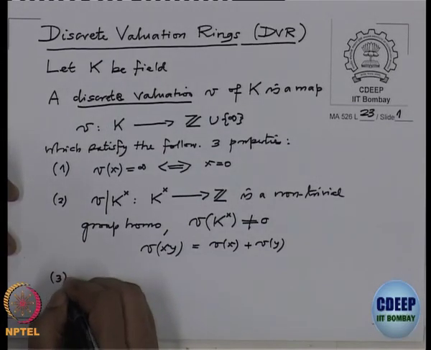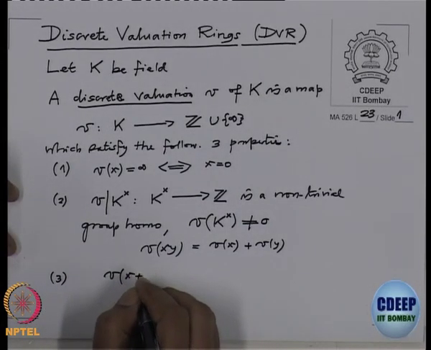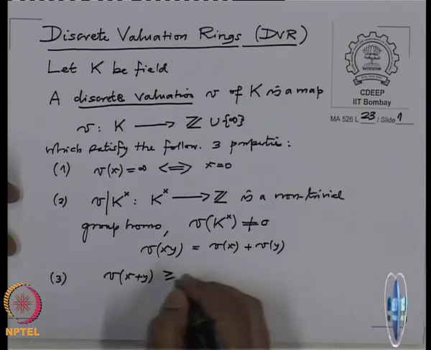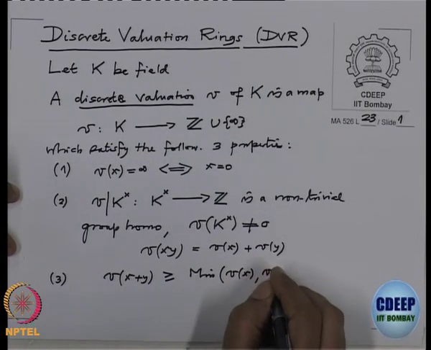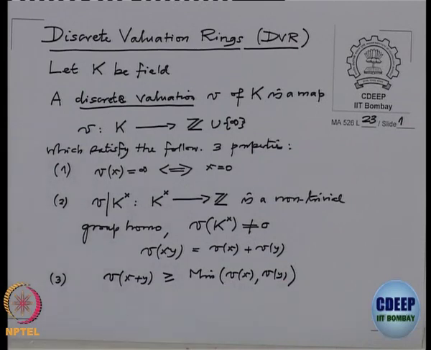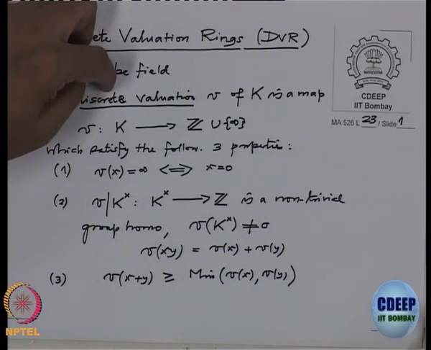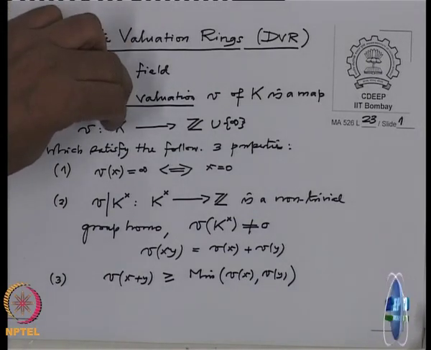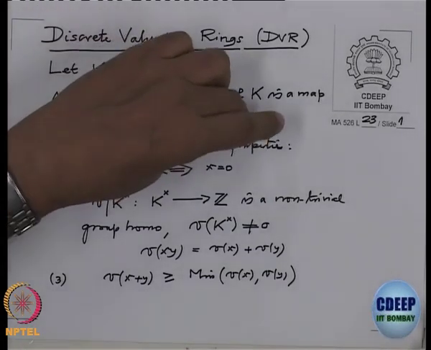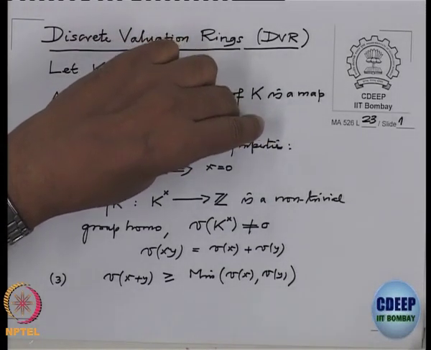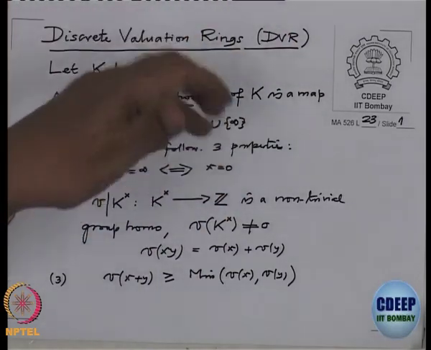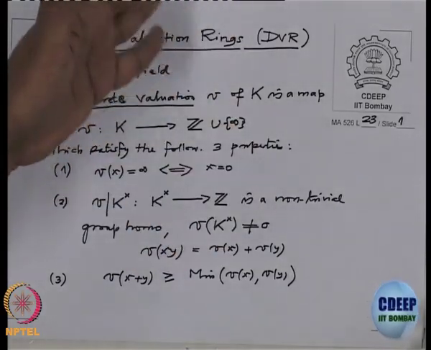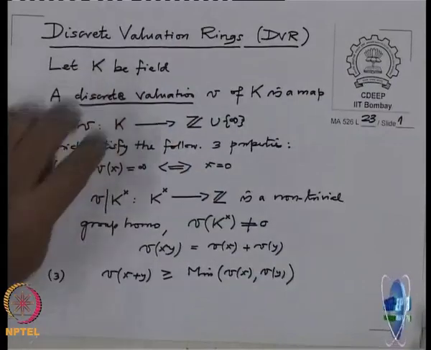And the third one, V of x plus y is bigger or equal to the minimum of Vx and Vy. Such a thing is called a discrete valuation. Just a couple of words about discrete. Normally one studies general valuations, but then this side Z union infinity will be a different group, for example real numbers or even a bigger group. So, those are not discrete groups. Because of that this is called a discrete valuation.